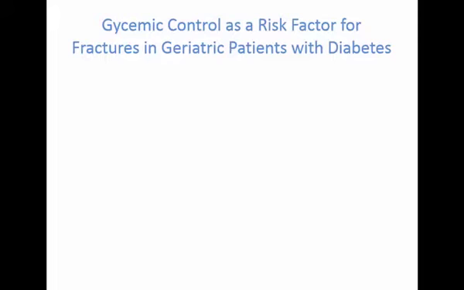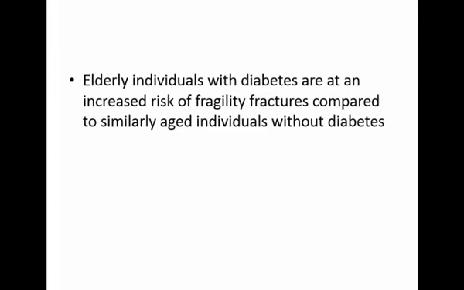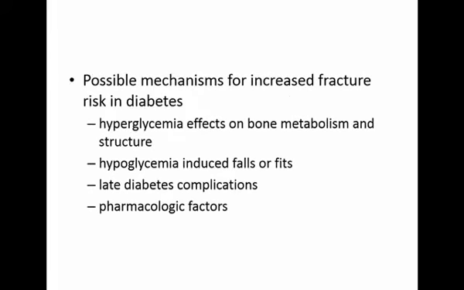And so I wanted to look at this. The reason why I wanted to look at this, a little background. So elderly people with diabetes are at increased risk of fragility fractures. That means fractures due to like osteoporosis compared to people the same age without diabetes. And some reasons for that are hyperglycemia, so high blood sugar and the effects of high blood sugar on bone metabolism and the structure of the bone. Also low blood sugar, hypoglycemia, and how that can induce falls or fits because of the hypoglycemia, can cause like just trauma fractures.